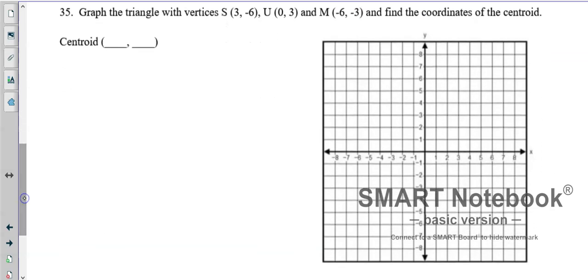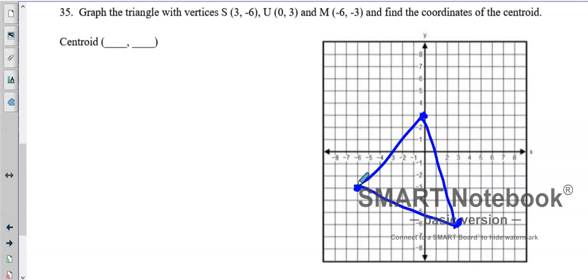Last but not least, graph the triangle. Let's see if I can do this right this time. 3, -6. 3, -6. It's down here. I did it right. 3, -6. -6, -3. -6, -3. And 0, 3. 0, 3. Whew, I did it right. Again, you should be using a straight edge when you're doing your test, a ruler, your ID, your driver's license, use a straight edge.